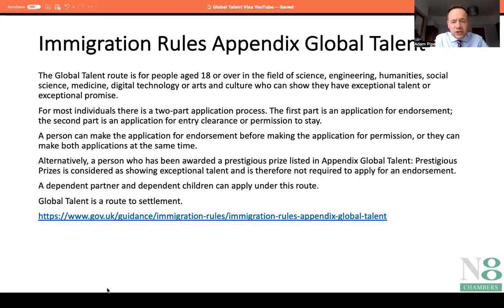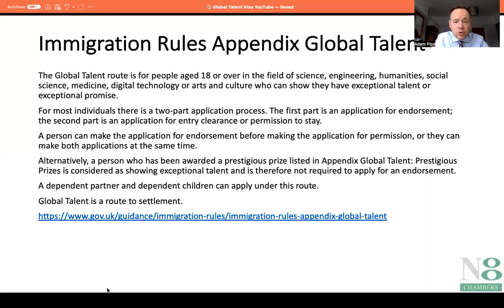So the immigration rules are contained within two appendices: Appendix Global Talent and also Appendix Global Talent Prestigious Prizes. The main rules are in Appendix Global Talent, and this is the introduction, which says the global talent route is for people aged 18 or over in the field of science, engineering, humanities, social science, medicine, digital technology, or arts and culture, who can show they have exceptional talent or exceptional promise. So there are these two categories: those who are leaders and those who are potential leaders, exceptional promise.